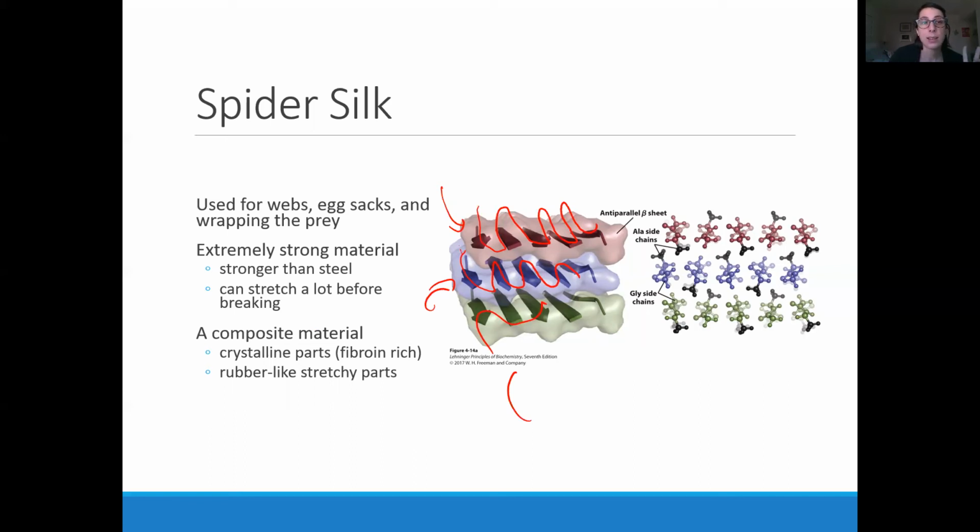These beta sheets tend to be rich in alanine and glycine side chains to hold together through hydrophobic interactions each of the sheets on top of each other.